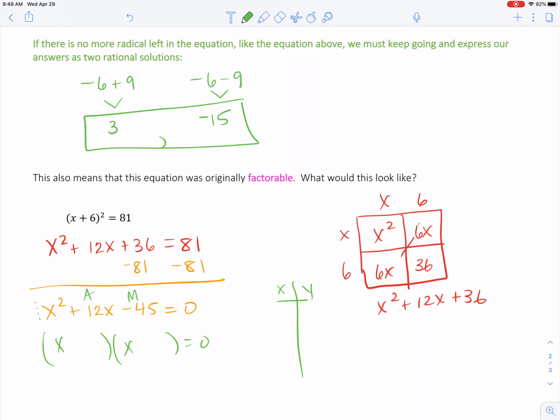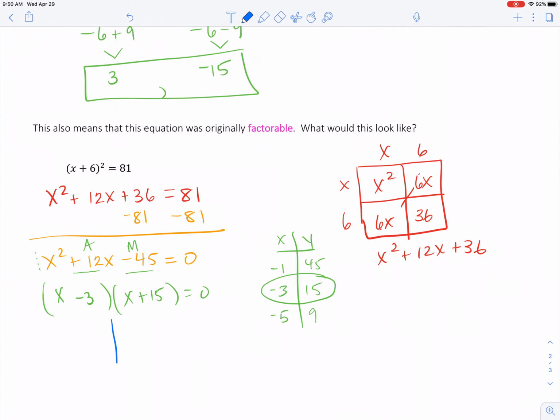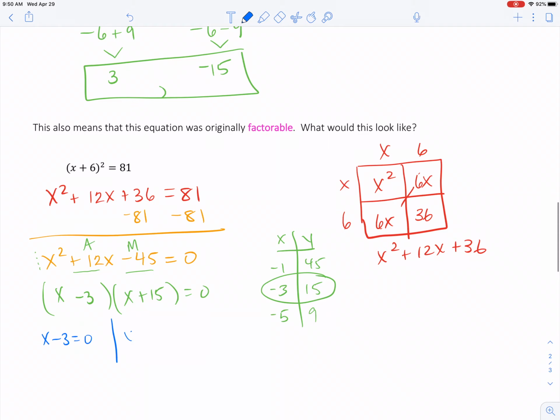Factors of 45 is 1 times 45, 3 times 15, 5 times 9. It has to multiply to a negative 45, so one of the numbers has to be negative. It has to add to a positive 12, so the bigger number had to be positive. So I'll make the smaller numbers negative, and negative 3 and positive 15 add to 12. So I'm doing this quickly, not because it's the 4th time I'm doing it, but because this is review from last topic. Set each factor equal to 0, you'd get your 2 solutions, 3 and negative 15.